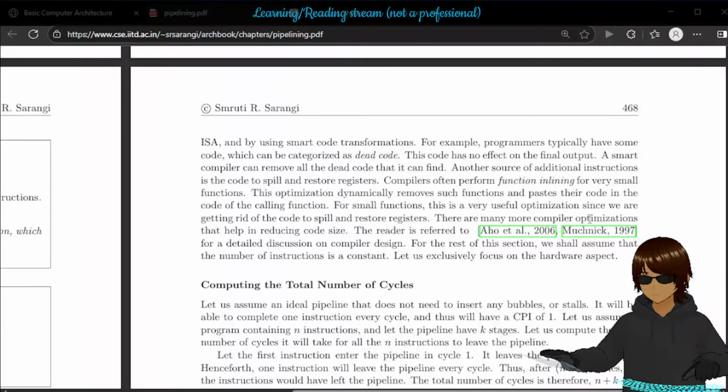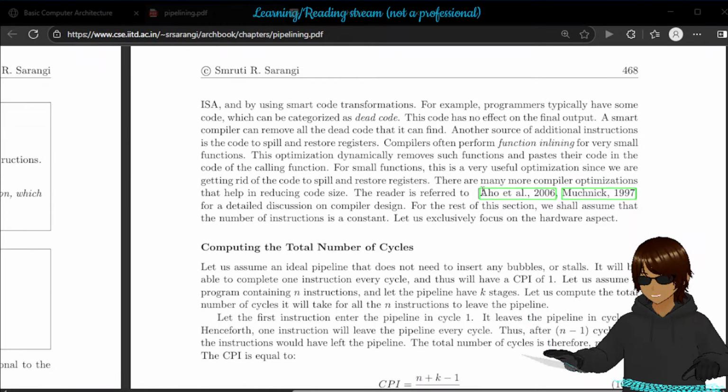There are many more compiler optimizations that help in reducing code size. The reader is referred to Aho et al. 2006 for a detailed discussion on compiler design. For the rest of this section, we shall assume that the number of instructions is a constant. Let us exclusively focus on the hardware aspect.